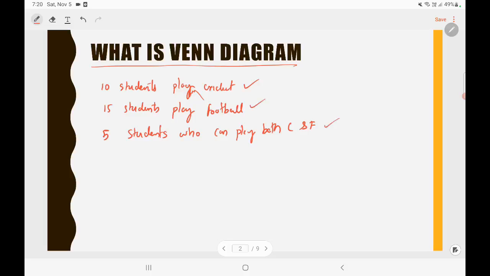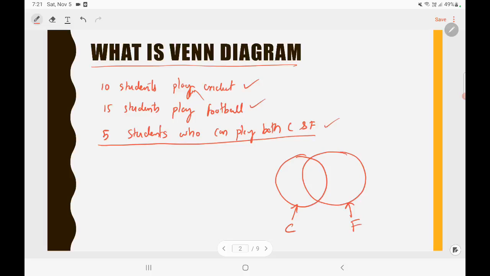So in order for you to represent them as a Venn diagram, we'll draw 2 circles. So this is a circle for cricket, and let us assume that this is a circle for football. It is said that 5 students can play both cricket and football. That means the intersection of cricket and football, that is this area, will contain 5 students. So we will write 5 here.